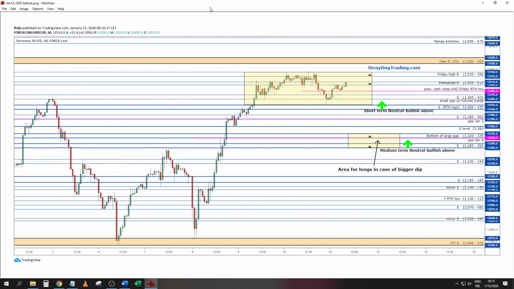So this is the chart given to subscribers around 8:20 this morning, so 40 minutes before the open. This is the zones chart, and usually we will have some additional chart, one or two. Today additional chart was this one.